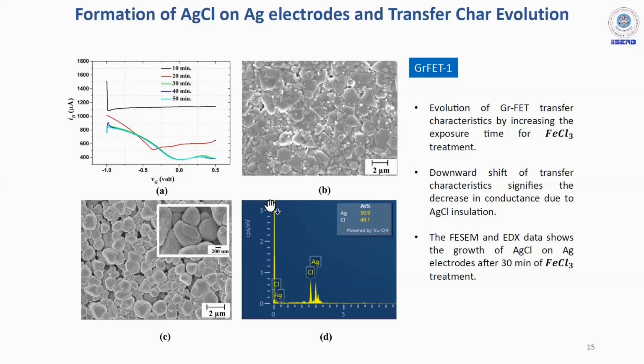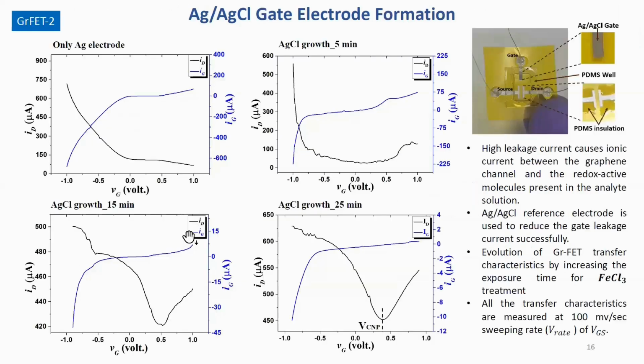We also characterized the material with FESEM and EDS. And this is how it looks when Ag/AgCl forms. We did this study for different chloride formation at different stages. So we figured out that anything beyond 25-minute chloride treatment, we got a very good VCNP, meaning very good transfer characteristics. And this is how the device looks.